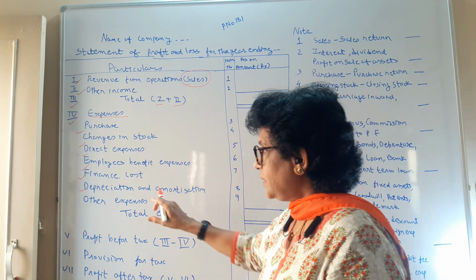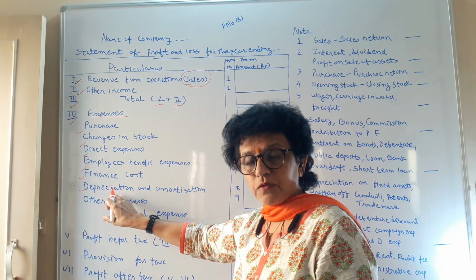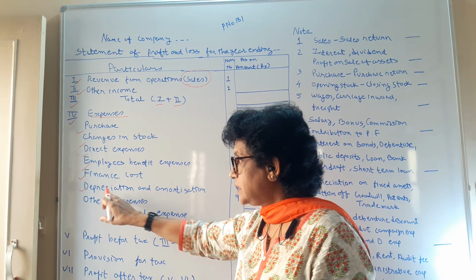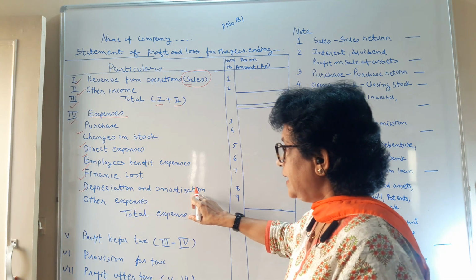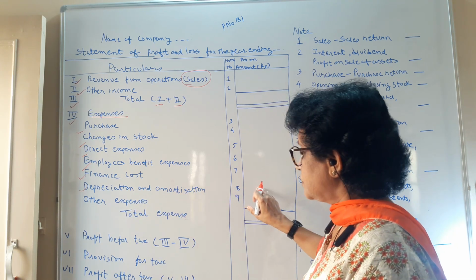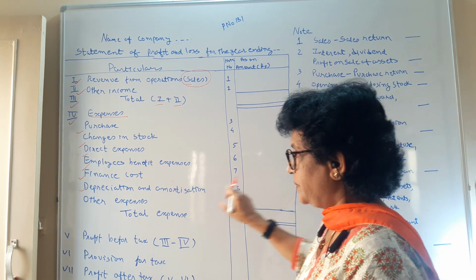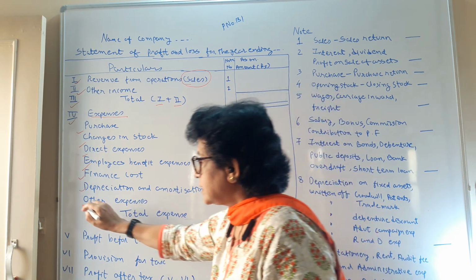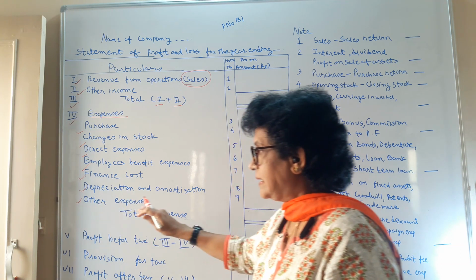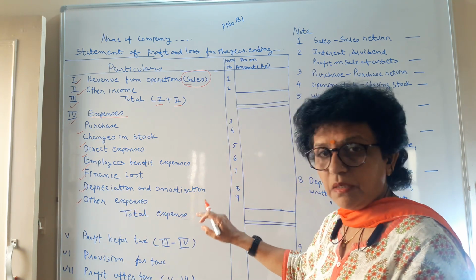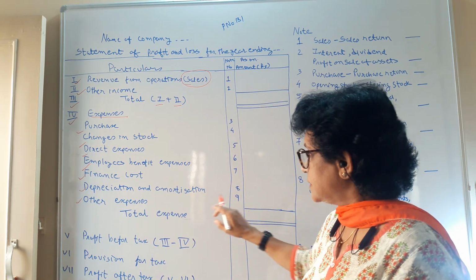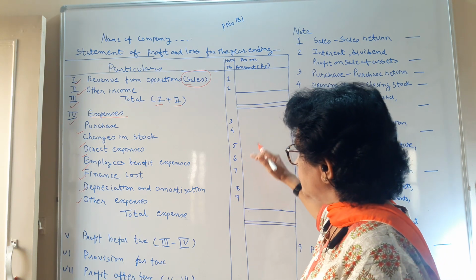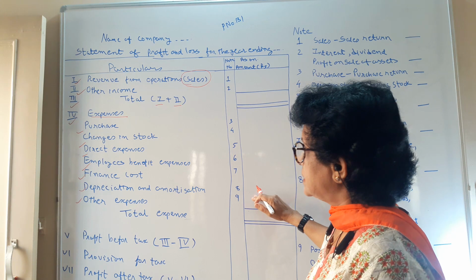So the methods of depreciation we have learned. Any method which the company follows, with that depreciation is to be counted and considered as an expense. Other expenses you may have, all those other expenses, like rent or insurance premium or other sorts of expenses, are to be written in number 9. In this manner you have all expenses.